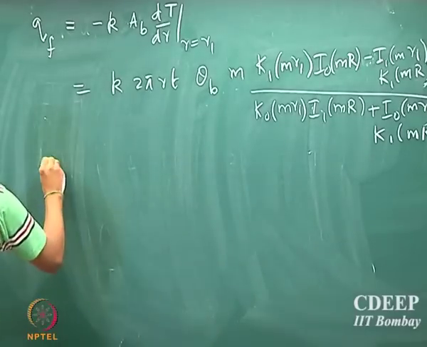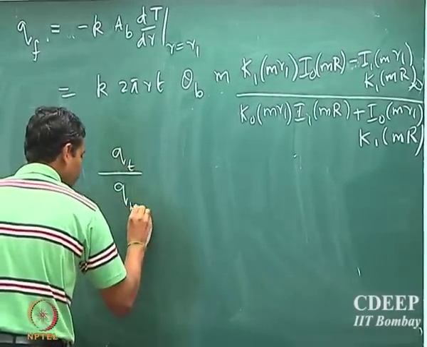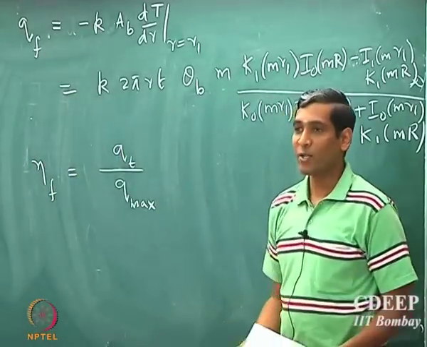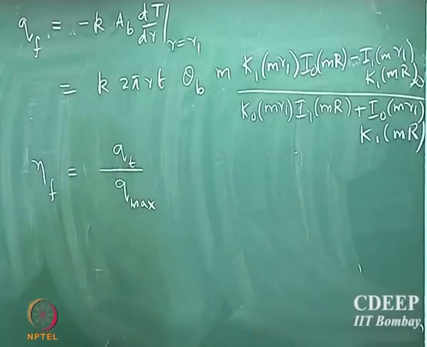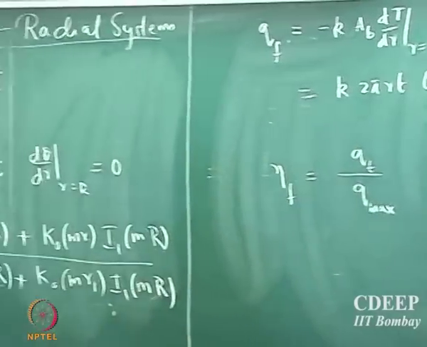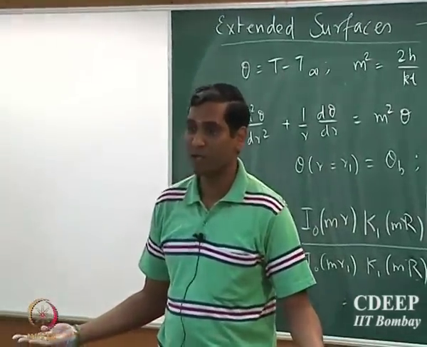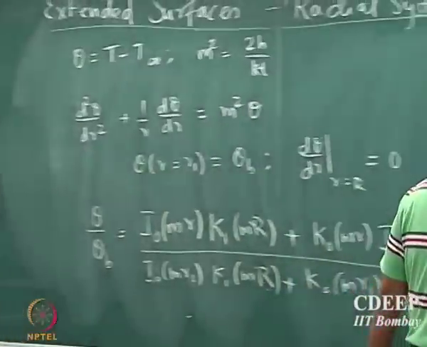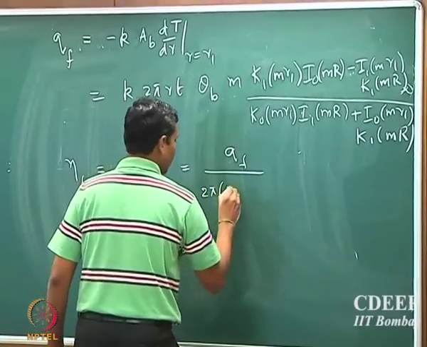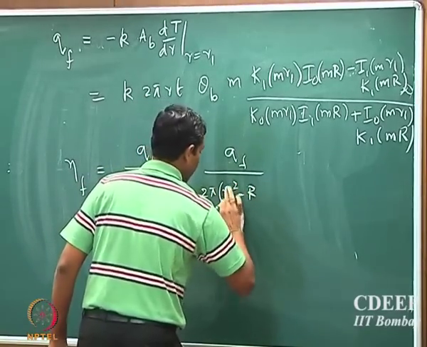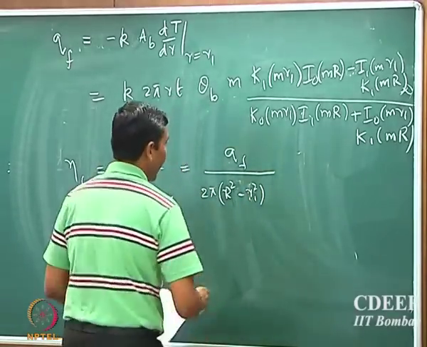And similarly, one could find the fin efficiency, which is essentially defined as Qf by Q max. What's the maximum possible heat transfer rate? When can the fin achieve the maximum possible heat transfer rate? When all of the fin is maintained at a constant temperature equal to the temperature of the base itself. So that will be Qf divided by 2 pi (R square minus R1 square) multiplied by h into theta b.